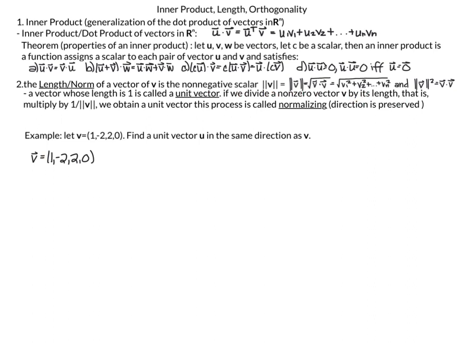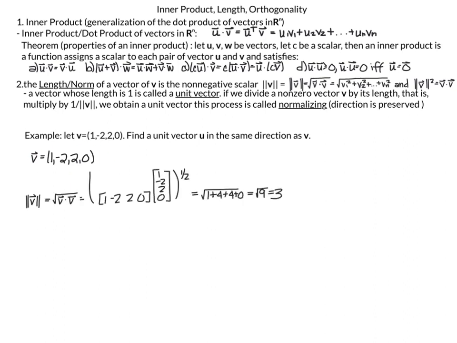So the first thing I need to do is calculate the length of v. I calculate the length by taking the square root of the inner product. So here I have v transpose times v, and I get the square root of 1, and then negative 2 squared is 4, 2 squared is 4, and 0, which gives me a length of 3. Then my unit vector u is equal to 1/3 of my original vector v, (1, -2, 2, 0). Or in other words, this is (1/3, -2/3, 2/3, 0).